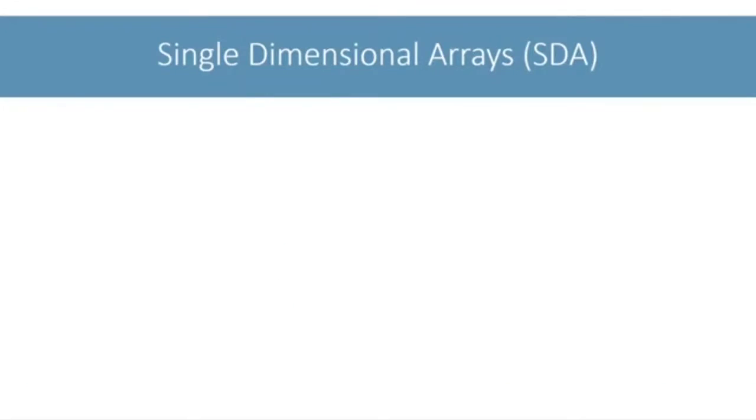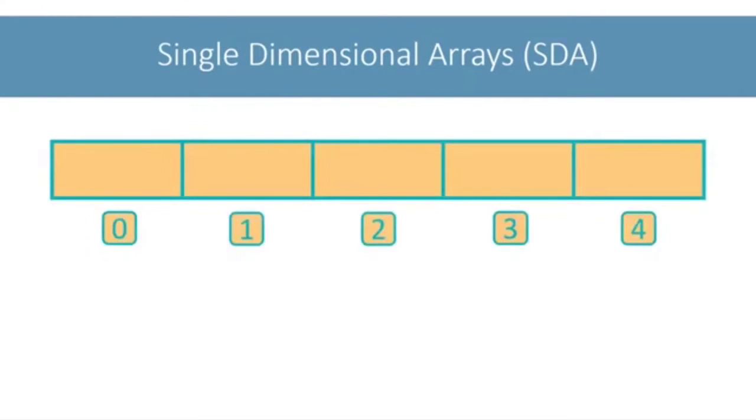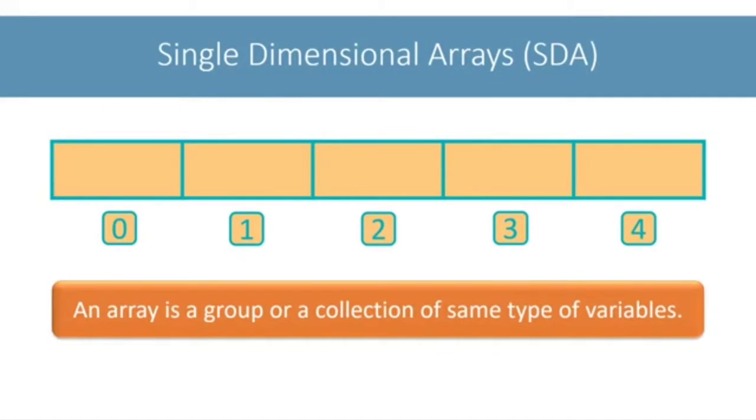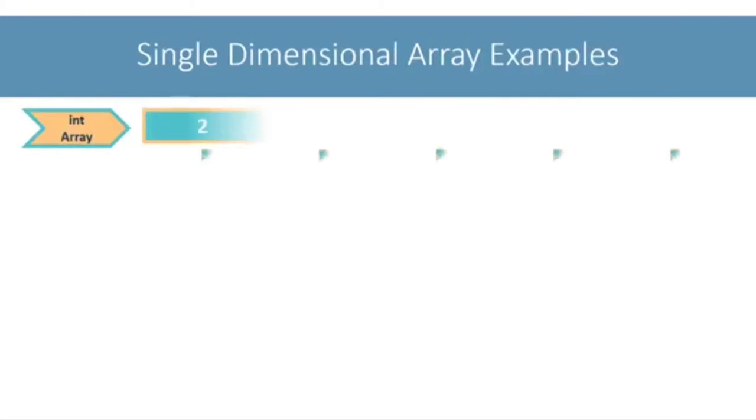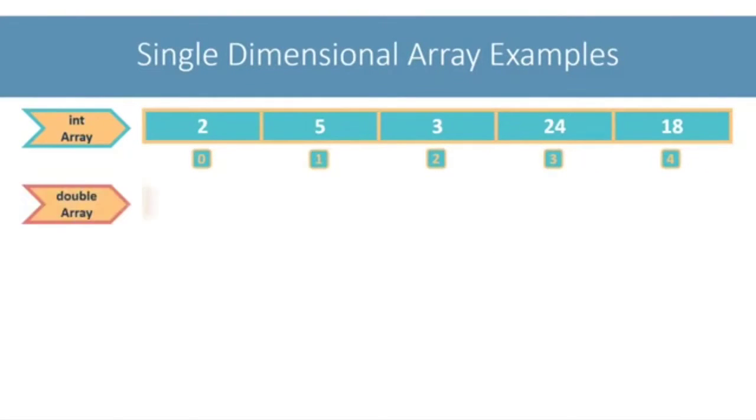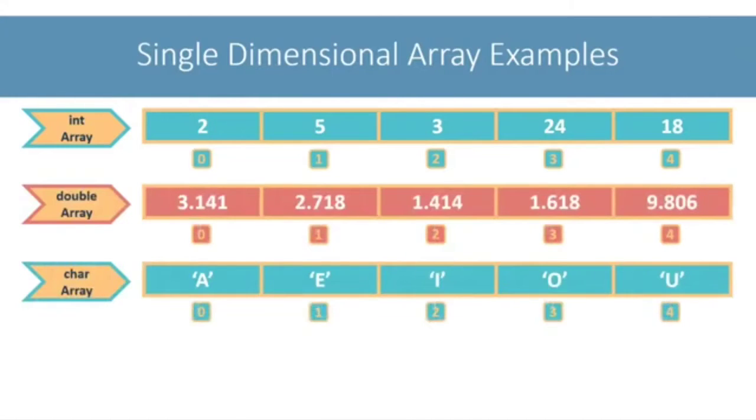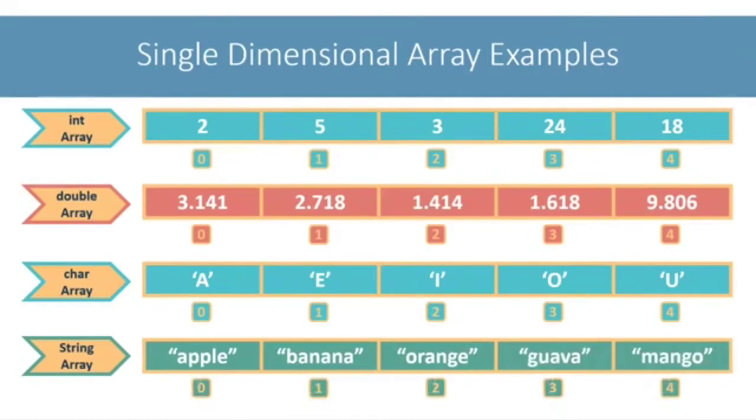Now that we have a general idea about arrays, we will start understanding arrays from a programming perspective. In this lesson, we will learn about how to declare and initialize a single-dimensional array and access each of its elements. You can think of a single-dimensional array as a row of numbered boxes. Each box can hold one item in it. Looking at it this way, we can say that an array is a group or a collection of same type of variables. You can have an array of int types, float types, char types, string types, and so on.